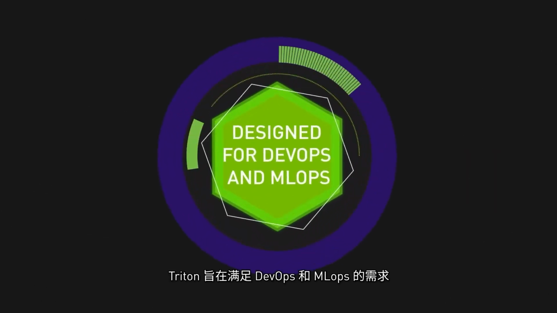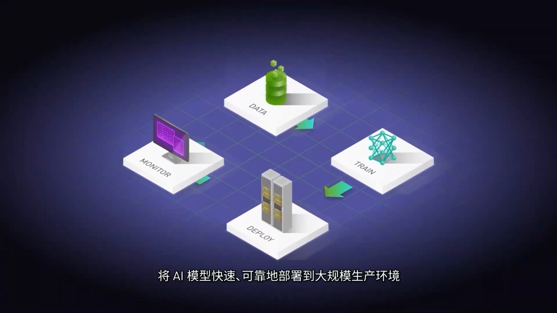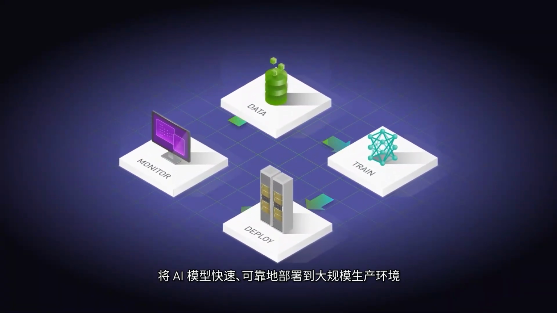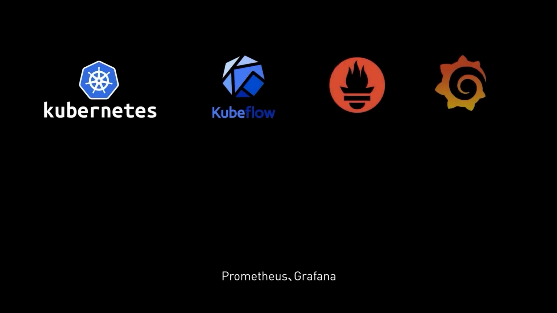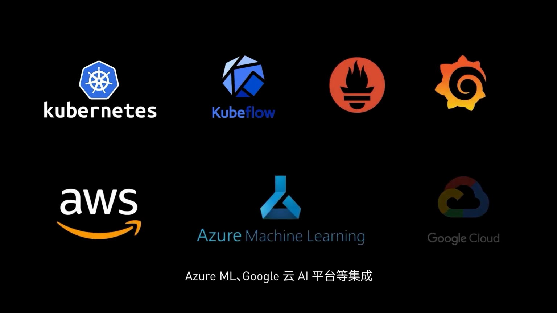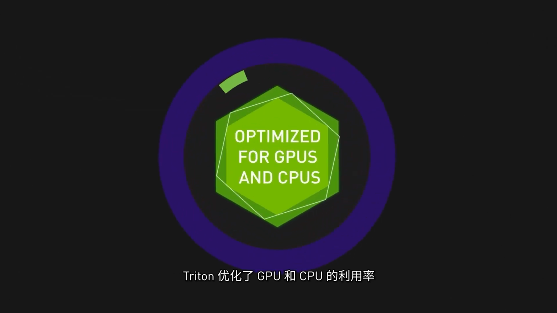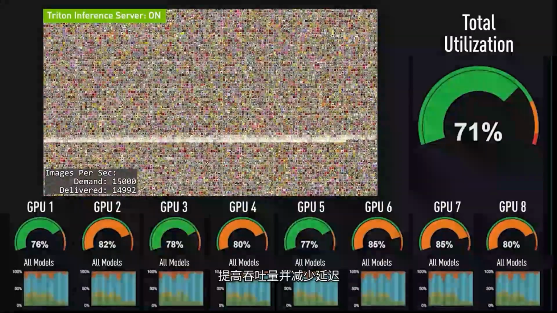Designed to meet the needs of both DevOps and MLOps, Triton enables the rapid, reliable deployment of AI models into large-scale production. It integrates with Kubernetes, KF Serving, Prometheus, and Grafana, as well as AWS SageMaker, Azure ML, Google Cloud AI Platform, and others. Triton is optimized for both GPU and CPU utilization, delivering high throughput and low latency for any inference need on any system.